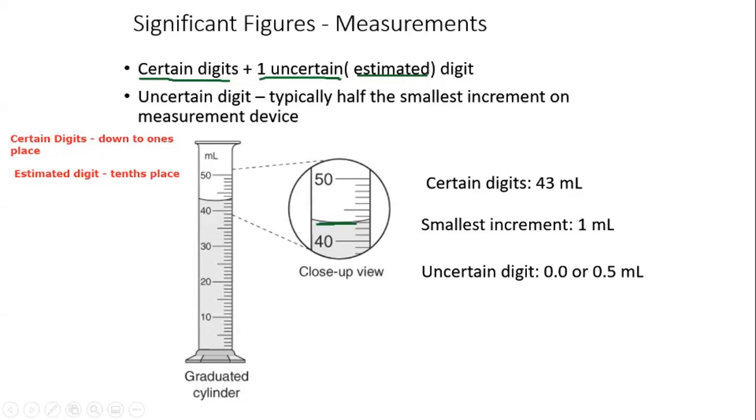And typically, the uncertain digit is usually a 0 if it's close to the smallest tick mark, or it's a 5 if it's in between, typically. But anything would be valid. You could use between, say, 0 and 5. But since the smallest increment is 1 milliliter, the estimated digit would be in the tenths place. So we're either going to put a 0 or a 5. And so here, since it's close to 0, we say 43.0 milliliters. This has 3 significant figures.